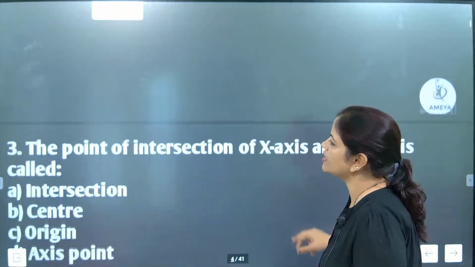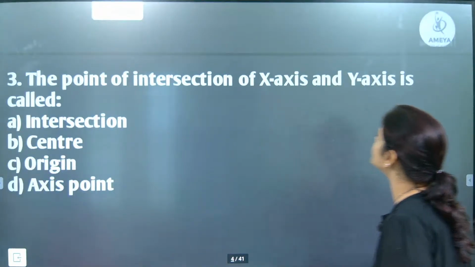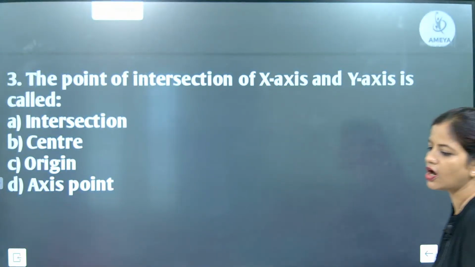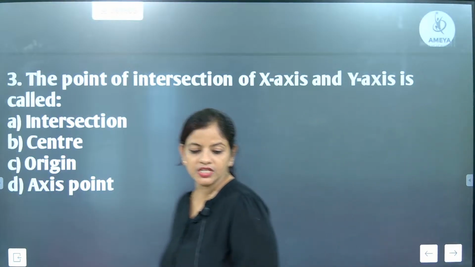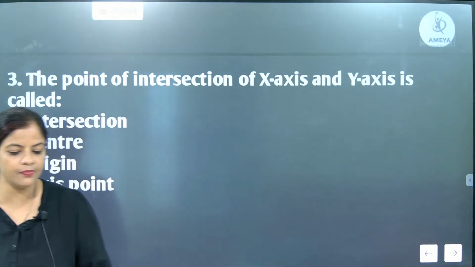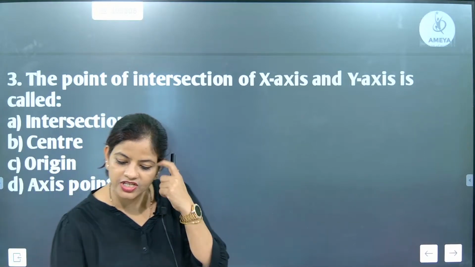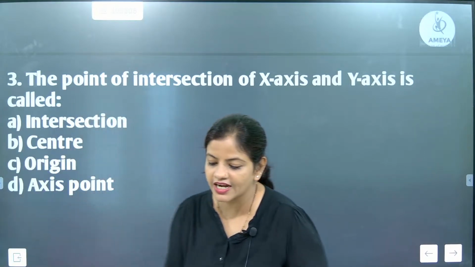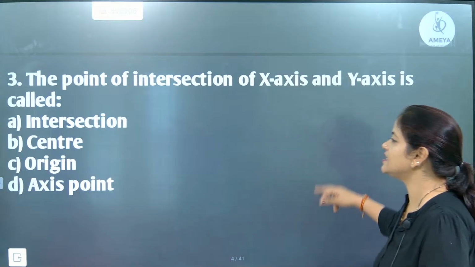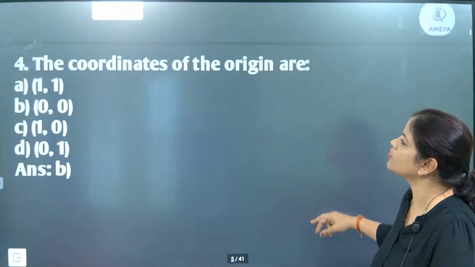Now we will go for the next question. The point of intersection of the x-axis and y-axis is called the origin. So the origin is that contact point where the x-axis and y-axis meet. That's very correct, child.